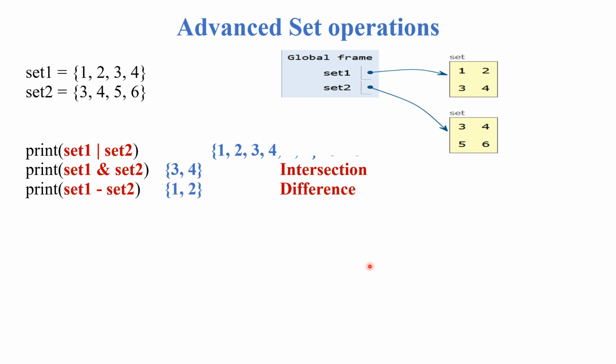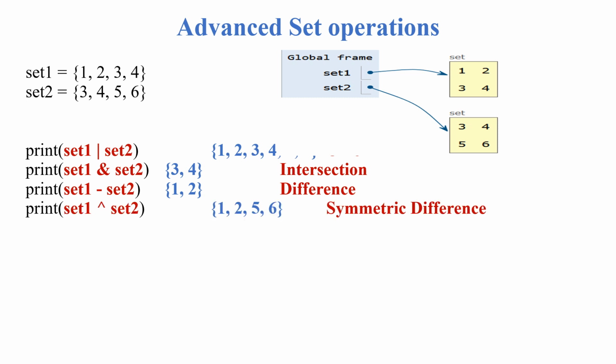Difference, always you can find the difference. So the set is also given here: 1, 2, 3, 4 and 3, 4, 5, 6. Whatever is in set A is getting printed. Common elements 3 and 4 are ignored. Whatever is present in set A should not be present in set B.